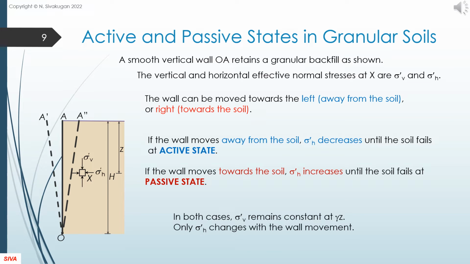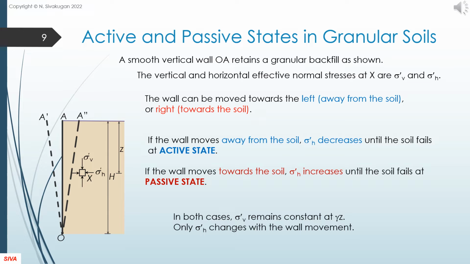Let's understand the difference between active and passive states. The smooth wall OA retains a granular backfill which is initially at rest, that is, K0 state. When the wall moves away, the soil is allowed to expand laterally and finally it fails. The failure state is called active state.